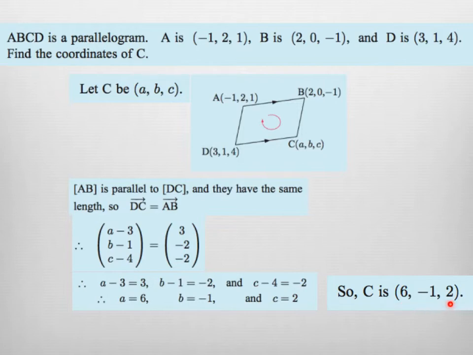Notice that the notation here, we've written it as an ordered triple. Okay, we haven't written it in vector form because it's not a vector. C is not a vector. C is a point with these coordinates.